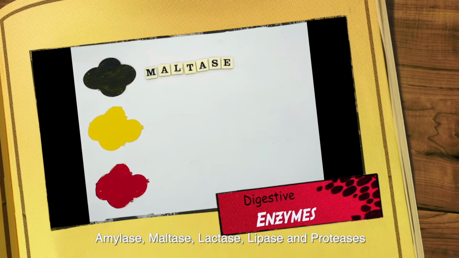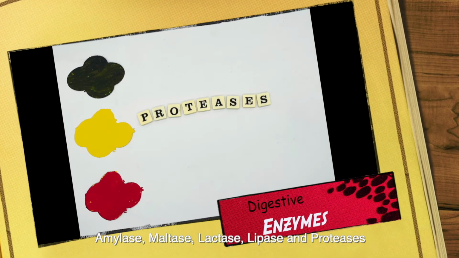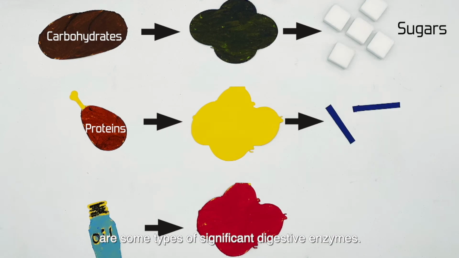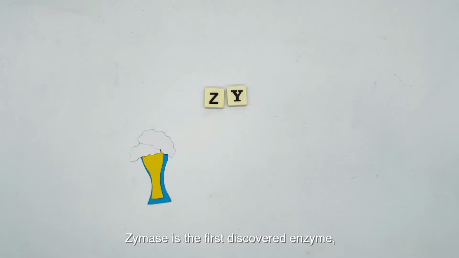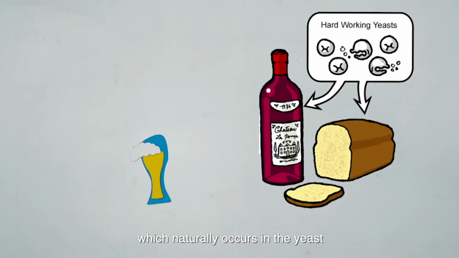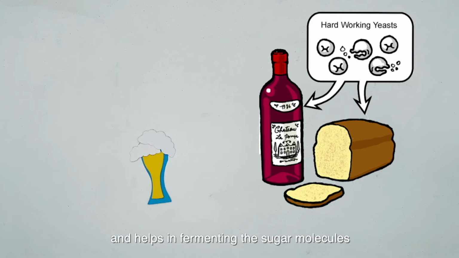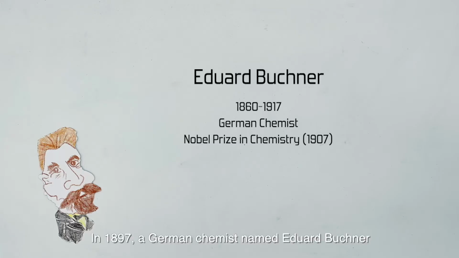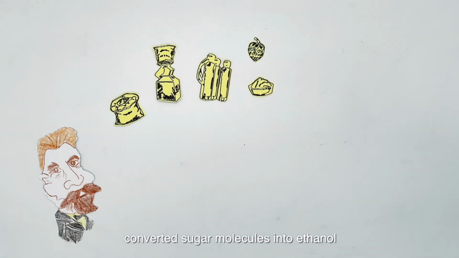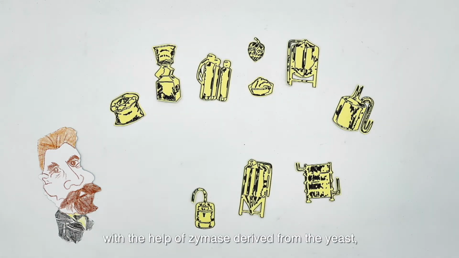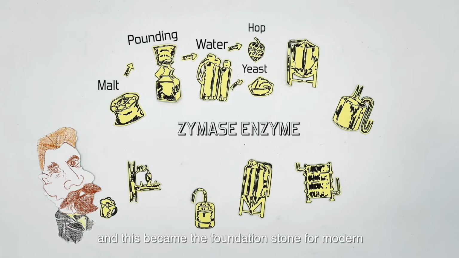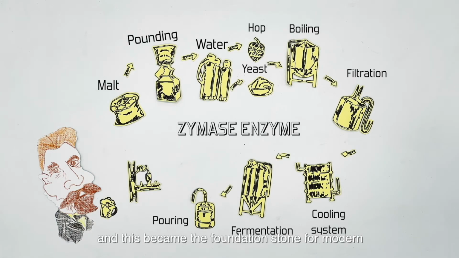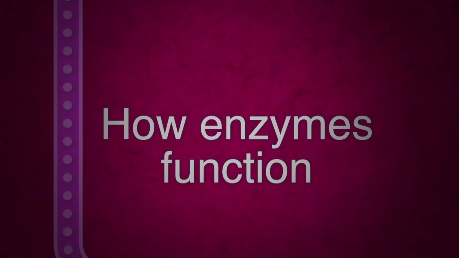Amylase, maltase, lactase, lipase, and proteases are some types of significant digestive enzymes. Zymase is the first discovered enzyme, which naturally occurs in the yeast and helps in fermenting the sugar molecules to produce carbon dioxide and ethanol. In 1897, a German chemist named Edward Buchner converted sugar molecules into ethanol with the help of zymase derived from the yeast, and this became the foundation stone for modern in vitro enzymology.